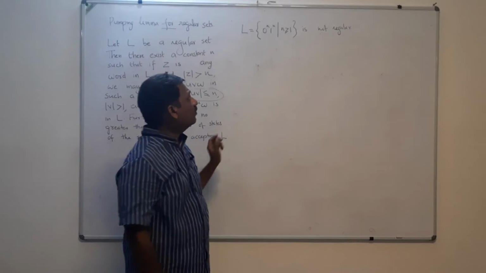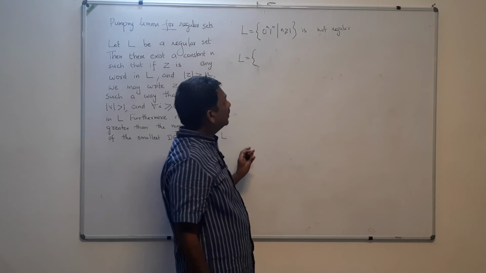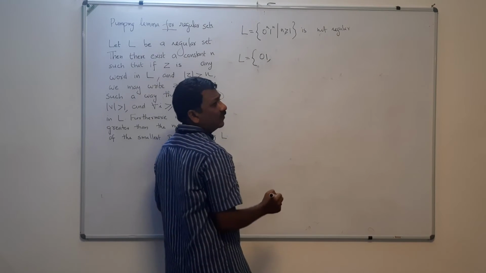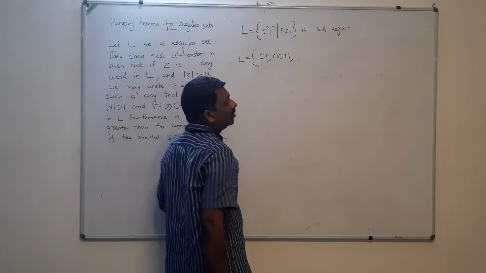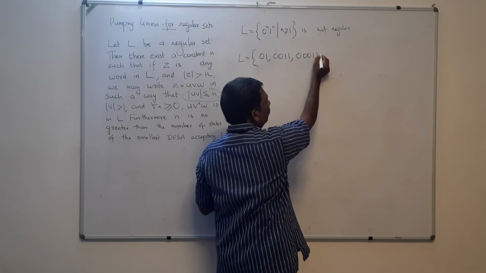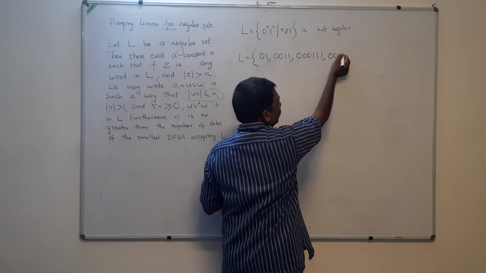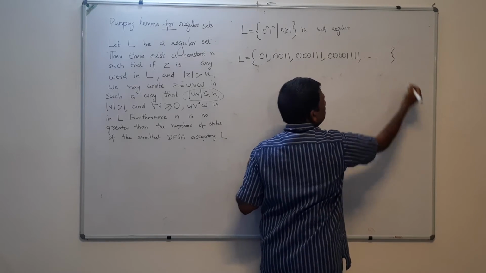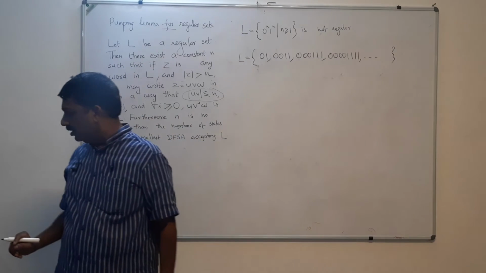This language can be recognized another way. When n is equal to 1, the string is 0 1. If n is equal to 2, 0 0 1 1. When n is equal to 3, 0 0 0 1 1 1. And when n is equal to 4, 0 0 0 0 1 1 1 1, and so on. This is the language.